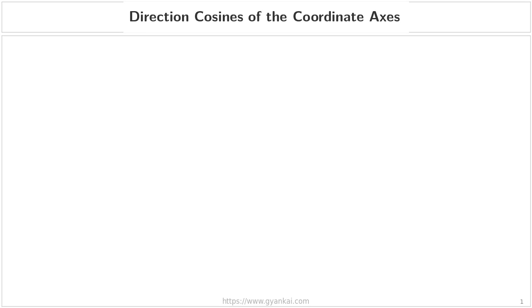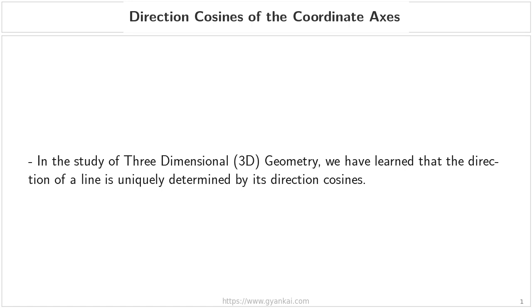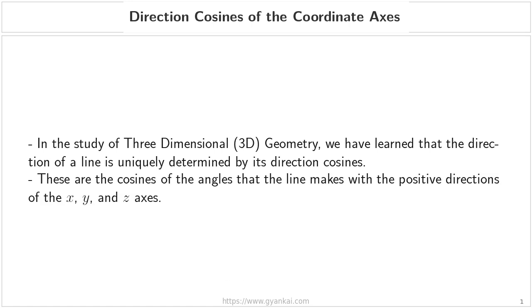Direction cosines of the coordinate axes. To start, let's recall what we have covered so far in our study of three-dimensional geometry. We have already learned that if we want to uniquely determine the direction of a line in space, we can use what are known as direction cosines. Now, what exactly are these?